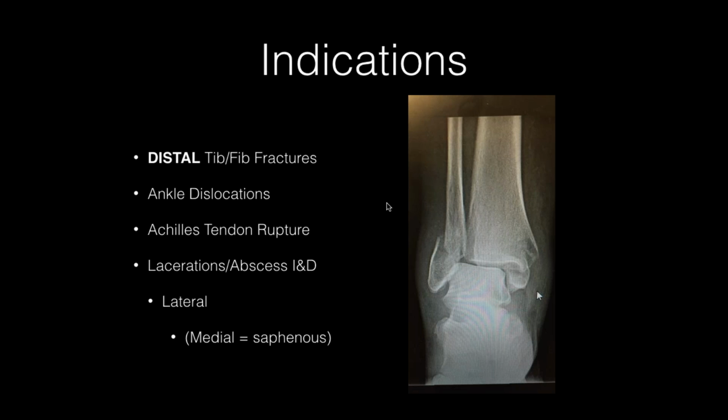So here I'm going to emphasize that this is for ankle fractures that are not in a mechanism particularly at risk for compartment syndrome, or dislocations, as well as Achilles tendon rupture or lacerations or abscesses to the lateral skin. Because the medial is supplied by the saphenous, which we will address in a little bit.